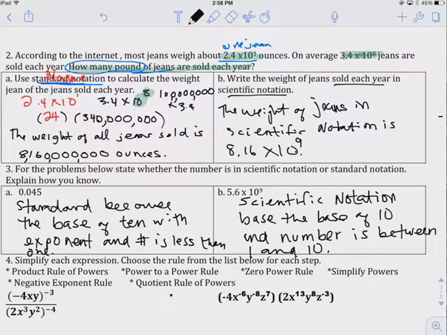Scientific notation, the base. It's scientific notation because it has the base of 10, and the number is between 1 and 10.